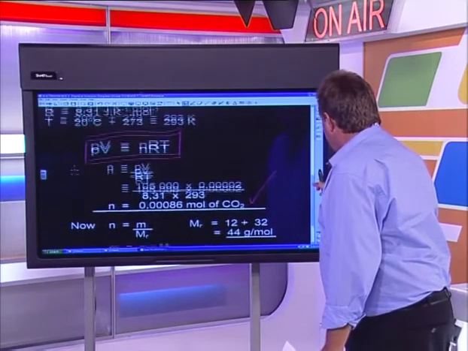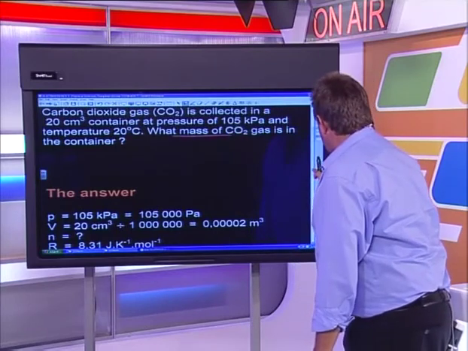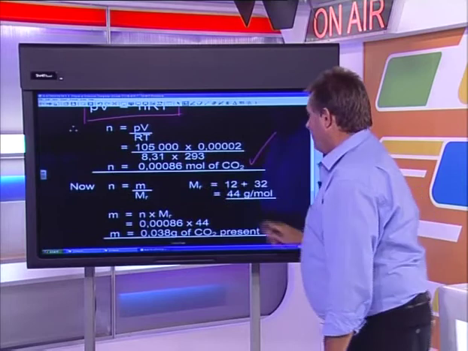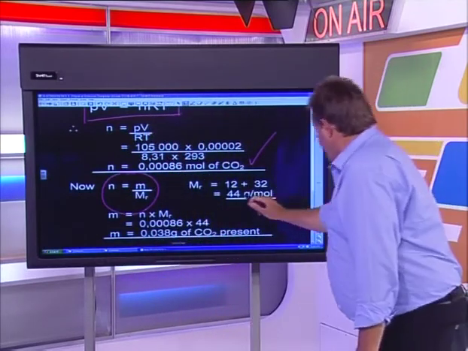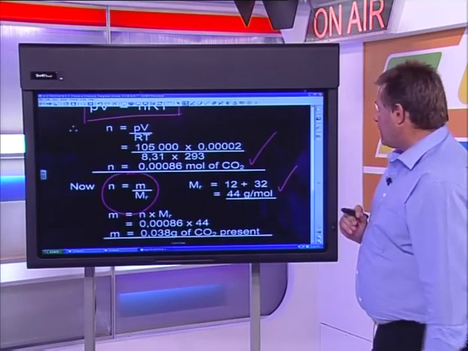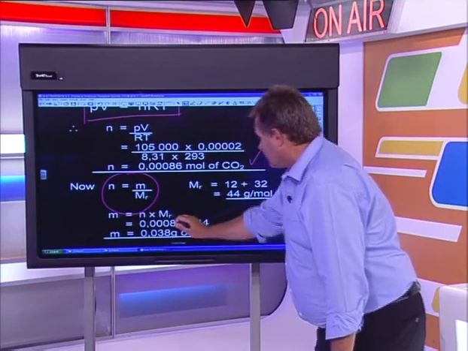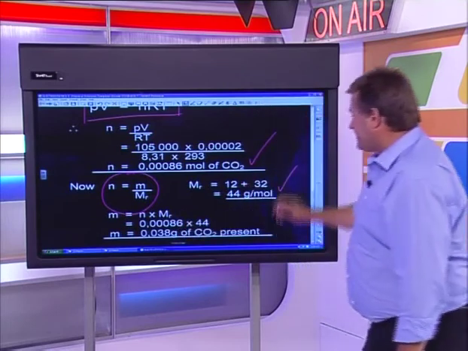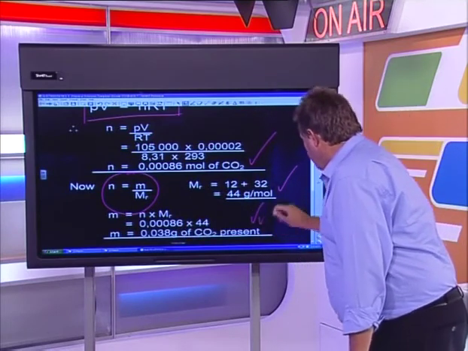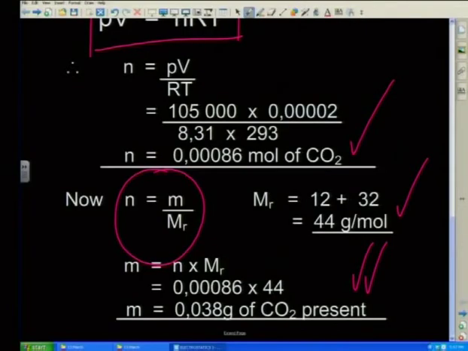Now, remember what they asked us? What mass of carbon dioxide is actually required? Well, then we use our very simple mole formula, mass over molar mass. There's the molar mass of carbon dioxide, 44 grams per mole. We rearrange, the mass is equal to the number of moles multiplied by the molar mass, 0,00086 times 44, and my answer comes out to be 0,038 grams of carbon dioxide.